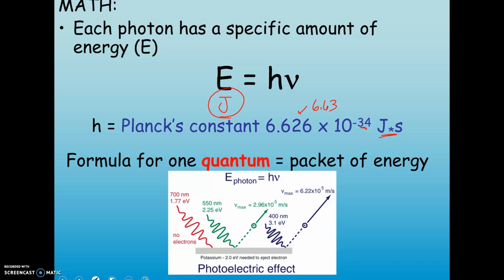So this is again just showing the photoelectric effect. This happens to be potassium. If you hit it with red light, nothing happens. But if you hit it with green light, it actually does shoot off electrons. If you hit it with violet, it also shoots off electrons. So red does not have enough energy. The packets of energy in red, the photons of red, don't have enough energy per photon to cause this effect to happen.